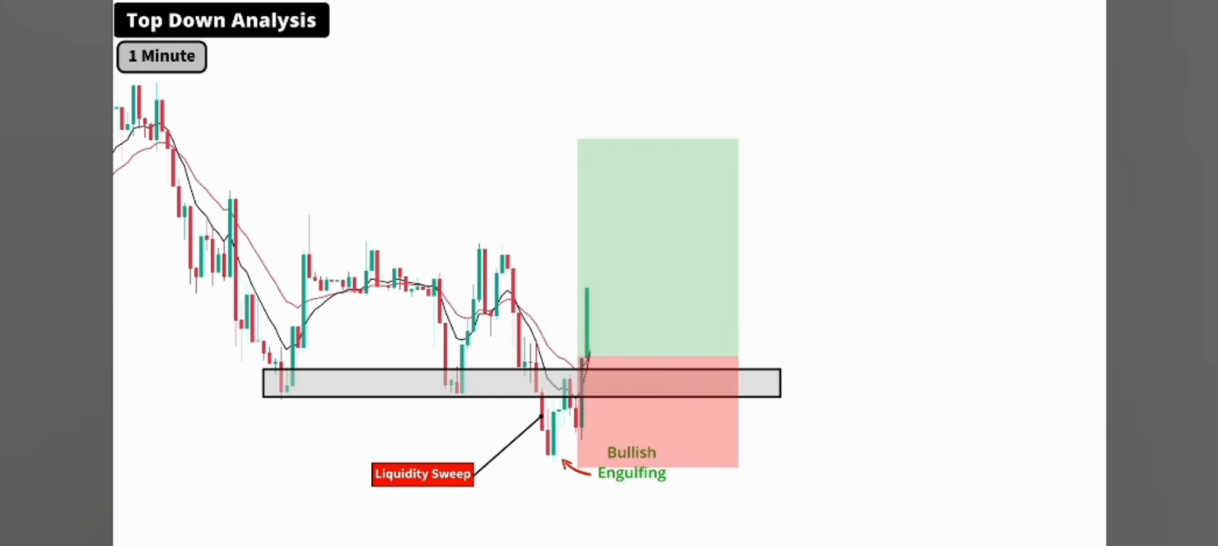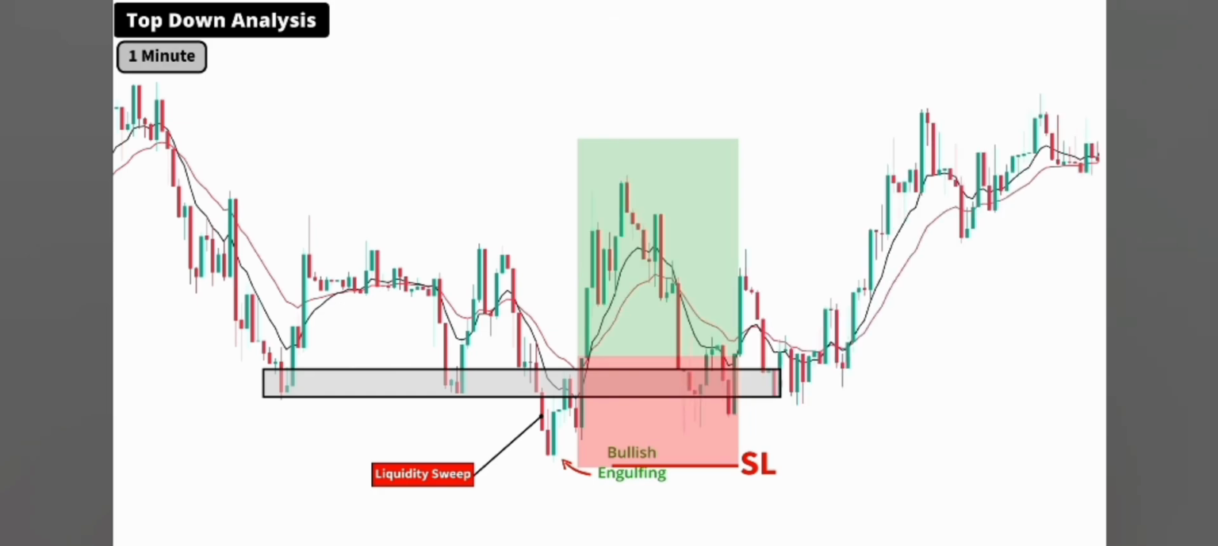Enter above the high of the bullish engulfing candle. Place your stop loss below the lowest point of the setup. If that low breaks, the trade is invalid. Exit the trade immediately without hesitation. Aim for a minimum 1:2 risk-to-reward ratio. For example, if your stop loss is 10 points, your minimum target should be 20 points.